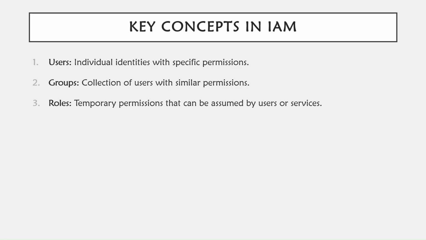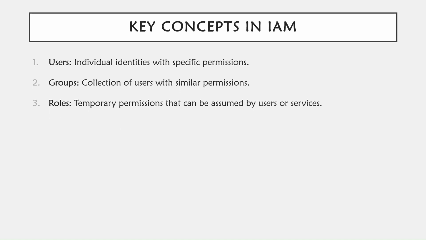The next concept we have is a role. It's a temporary permission that can be assumed by a user or a service. A role is a set of permissions that can be assumed by an IAM user or an AWS service temporarily. Looking at its characteristics, roles do not have permanent credentials like users. Instead, they are assumed temporarily.